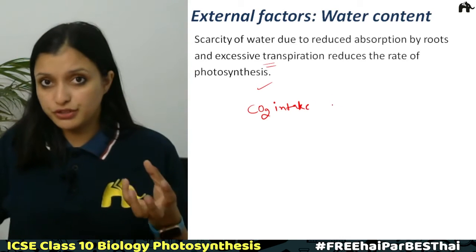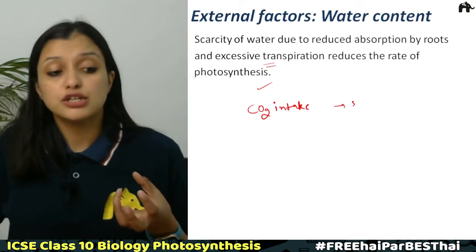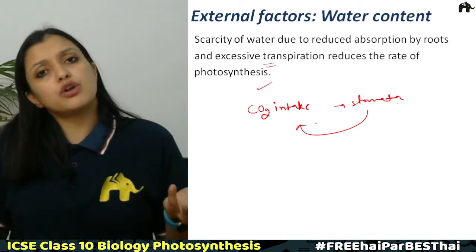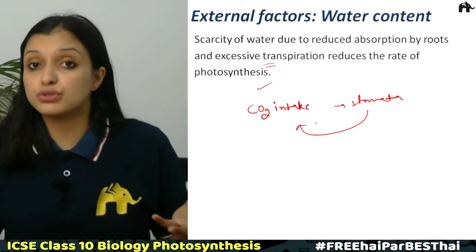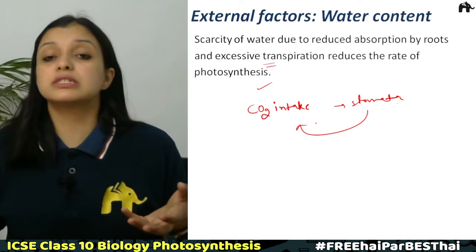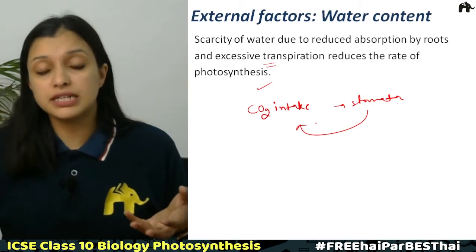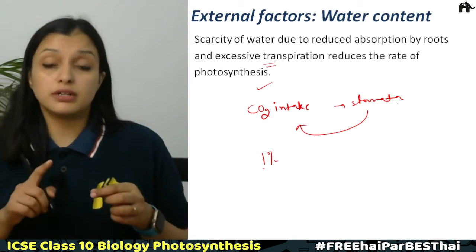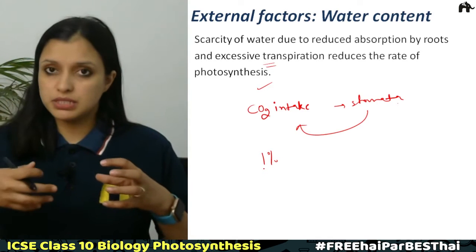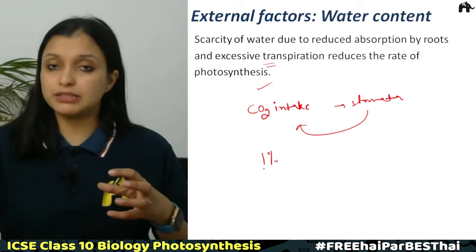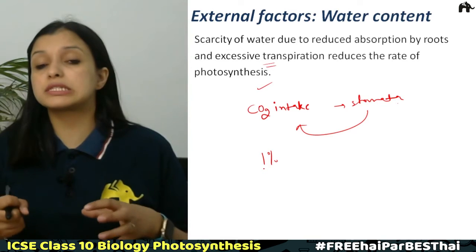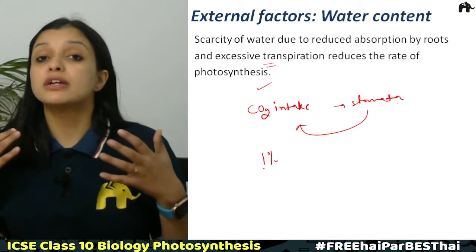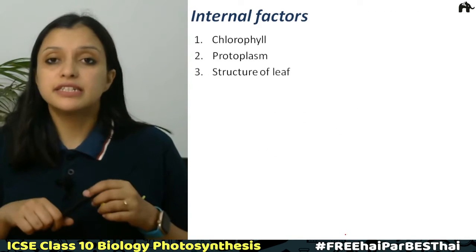At this point of time, when there is water scarcity, stomata will close, right? When stomata close, carbon dioxide intake will also come down, hence the photosynthesis rate will decrease. It is said that only 1% of the water that is absorbed by the roots is used for photosynthesis, and the rest of the water is given out in the form of transpiration. Now the next are the internal factors.